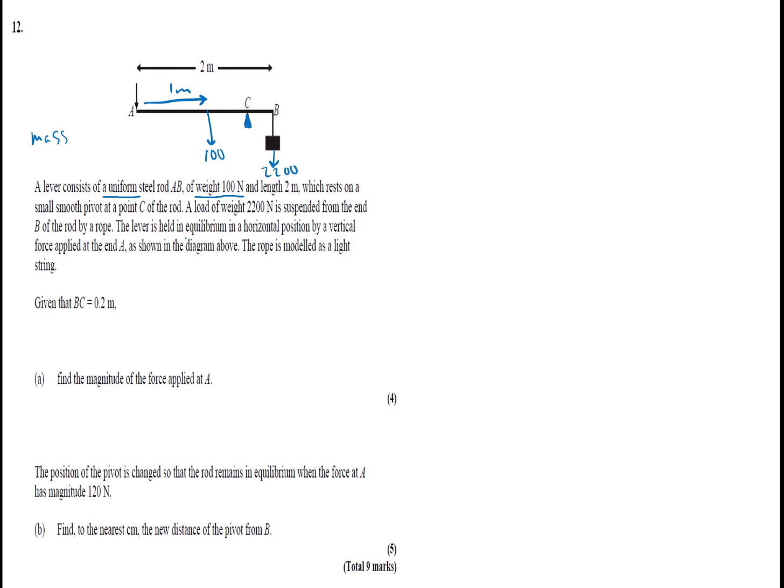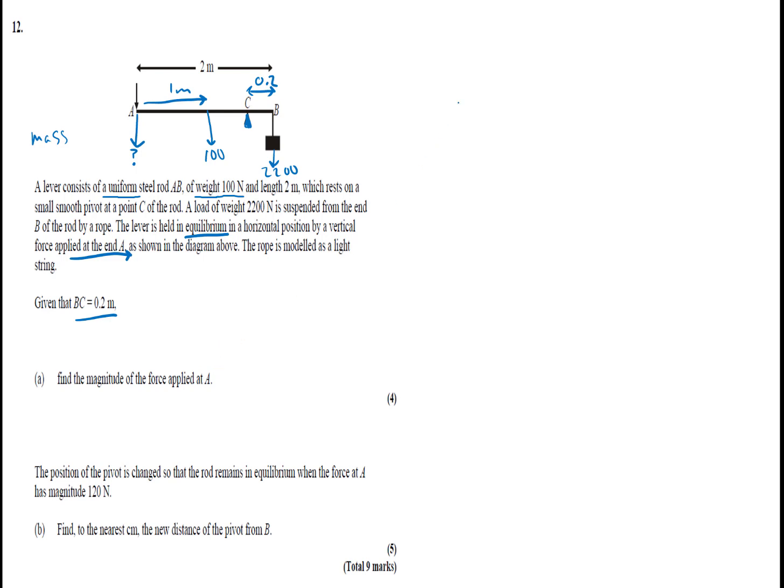The lever is in equilibrium, but there's a vertical force applied at A. The rope is modelled as a light string, so just consider that going like that, and we don't know what that is. Given that BC equals 0.2, right, that's valid information. Find the magnitude of the force at A, because the force at A is keeping it in equilibrium.